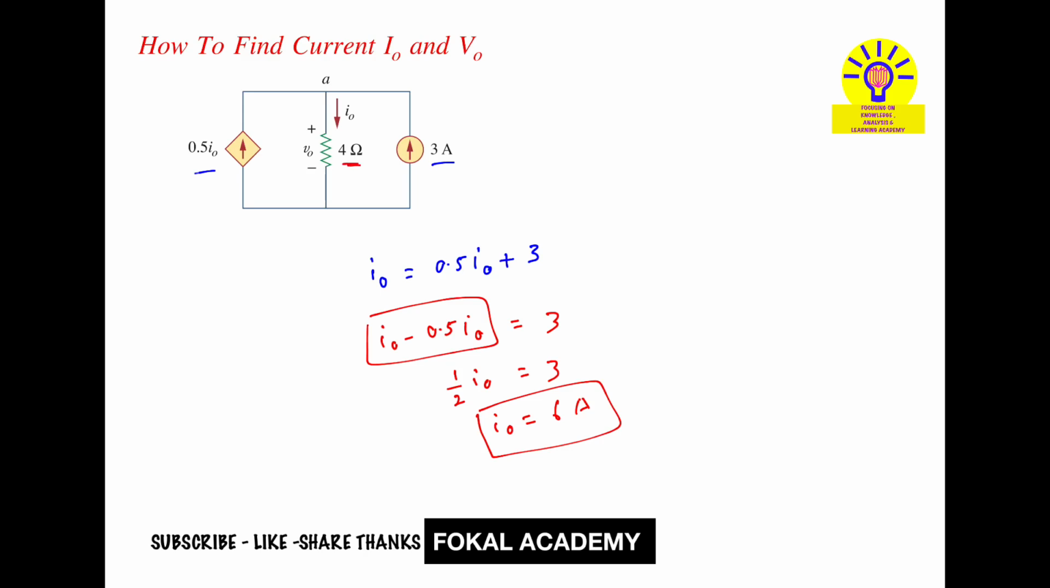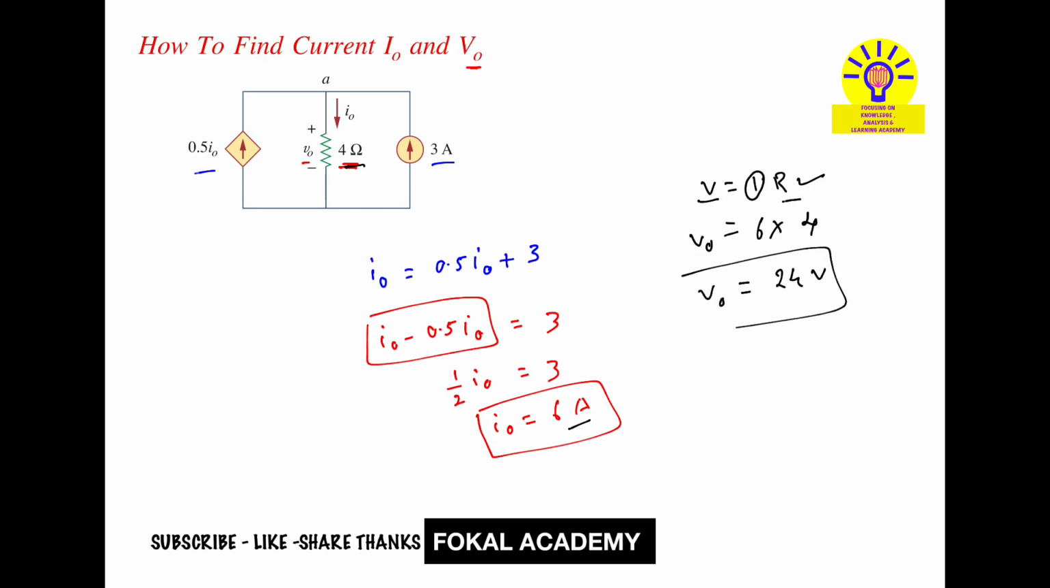Now, how can you find the voltage across the 4 ohm resistor, that is V0? Apply Ohm's law here. According to Ohm's law, V equals IR. Here R is 4 ohms, meaning across the 4 ohms we want the voltage V0. The current passing through the 4 ohms is 6 amperes. So 6 times 4 is 24 volts. So this is the voltage across the 4 ohm resistor.